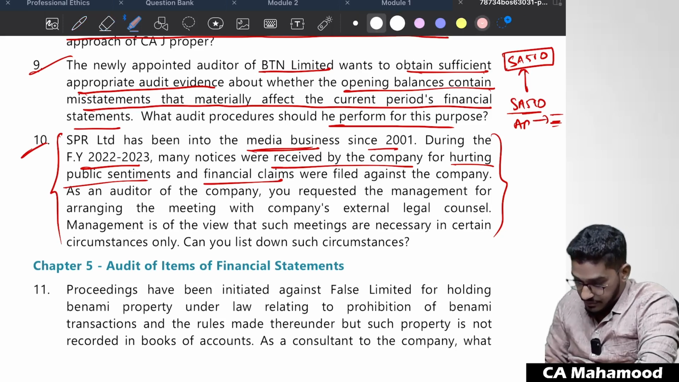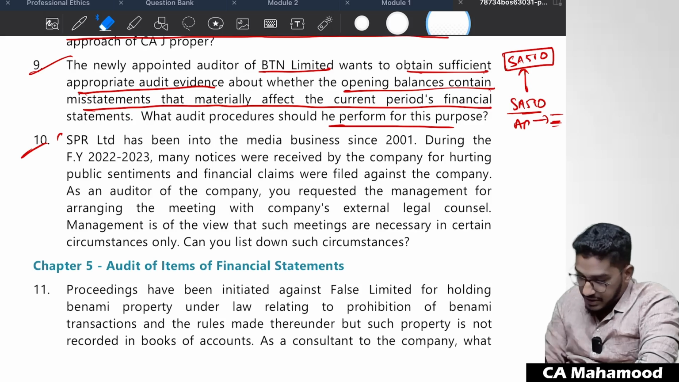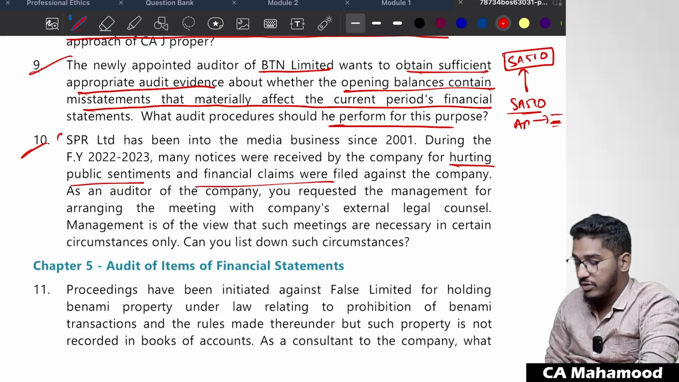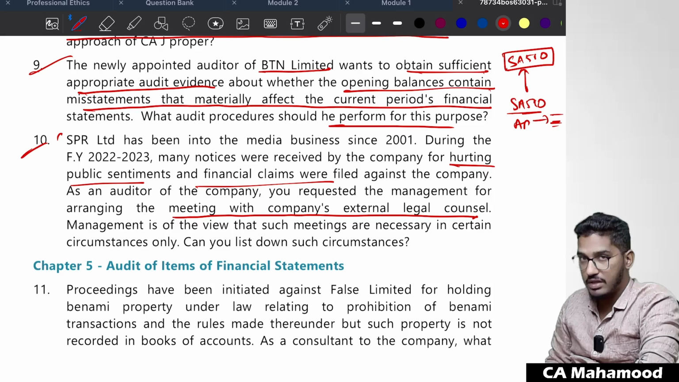SPR Limited has been into media business since 2001. During the financial year 2022-23, many notices were received by the company for hurting public sentiments, and financial claims were also filed against the company. That means so many people have filed cases against the company. As an auditor of the company, you requested the management for arranging a meeting with the company's external legal counsel.